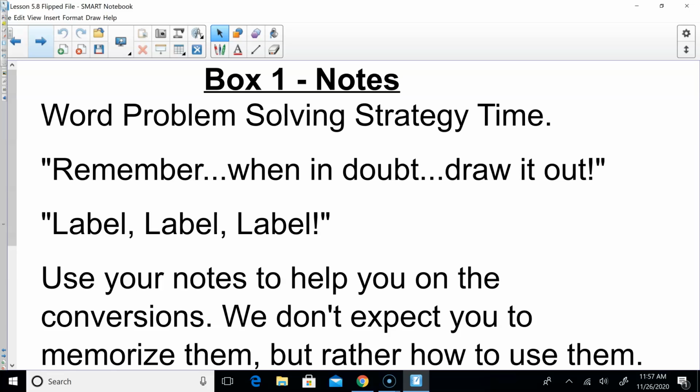is that remember word problem solving strategy time. Remember, when in doubt, draw it out. If you're not sure, make sure you also label if you have any questions about your work. Also, make sure you use your notes to help you on the conversions. We don't expect you to memorize them, but rather how to use them.